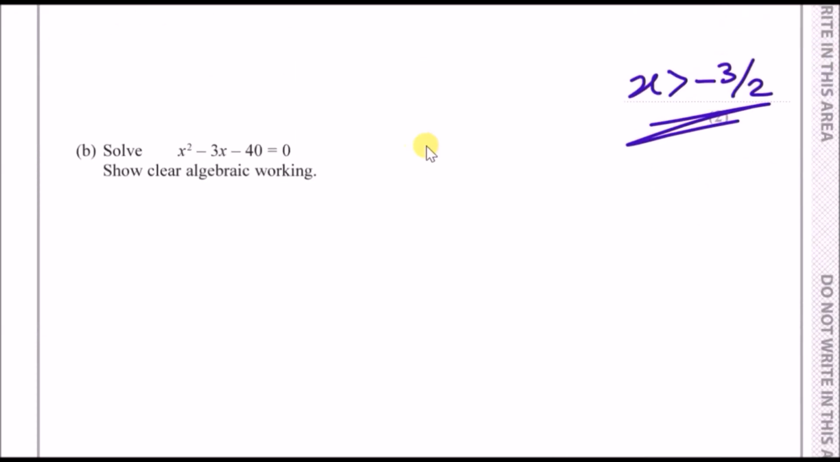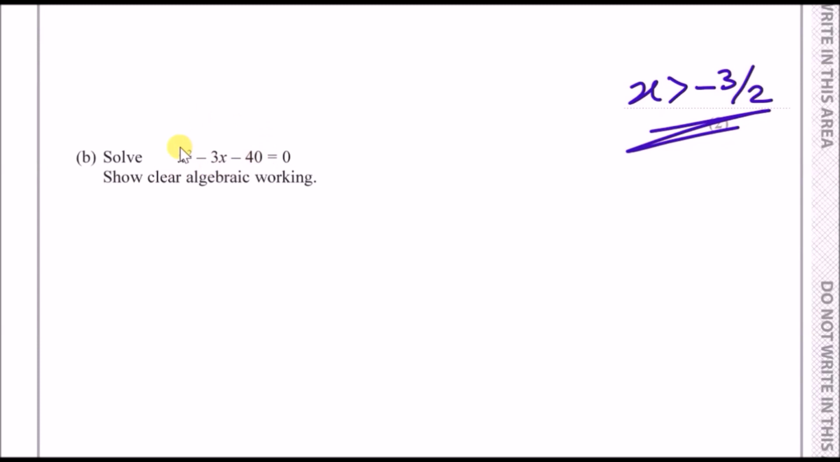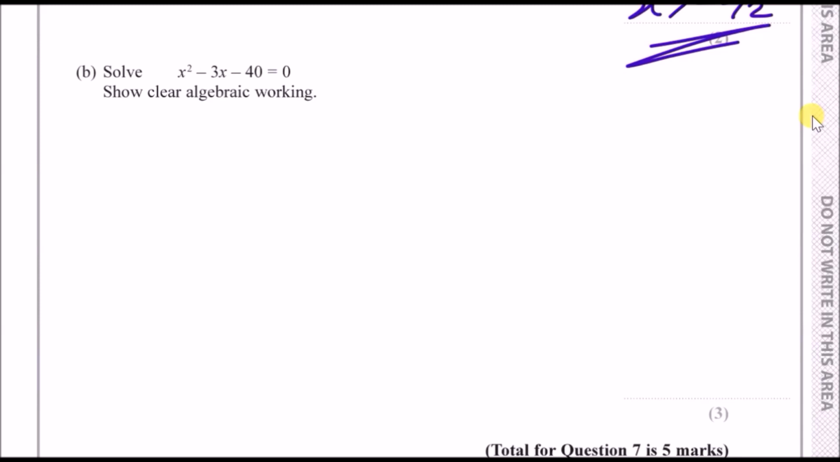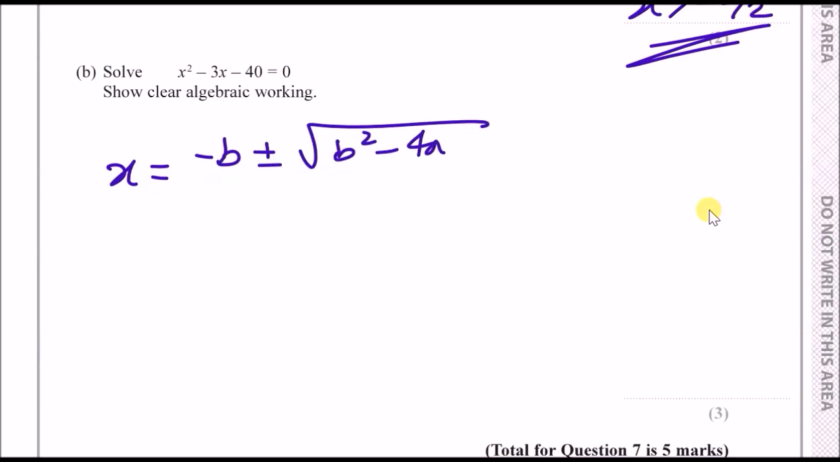Now for part B, it says solve this quadratic equation when it's equal to 0 and show clear algebraic working. All right, sweet. Then let's try that. So because you got a quadratic equation, you should use the quadratic formula. And the quadratic formula, guys, looks a bit like this. It's x equals minus b plus minus square root of b squared minus 4ac over 2a. And well, all you got to do is just drop the values in.